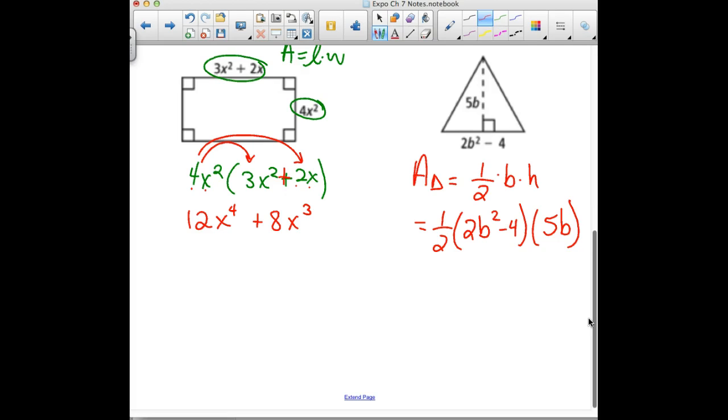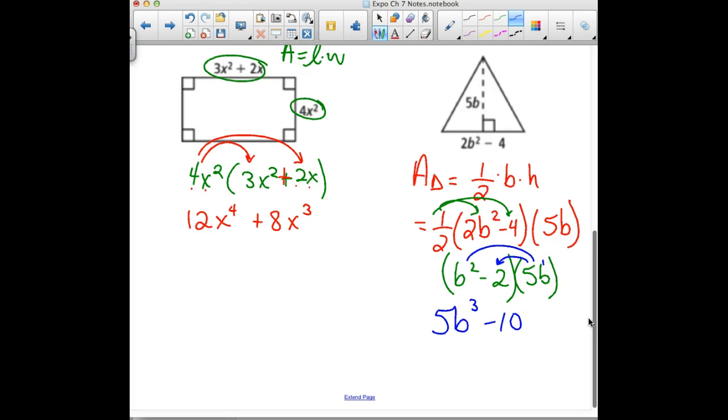What's 1/2 of 2b squared? Half of 2 is 1. So we have b squared. Half of 4 is 2. So we are minusing 2. And then that is getting distributed with that 5b. All right, 5b times b squared, multiplying those, gives us 5b to the third. We add our exponents. And remember, there's a 1 right there that we don't see. And then distributing here, we have negative 10b.